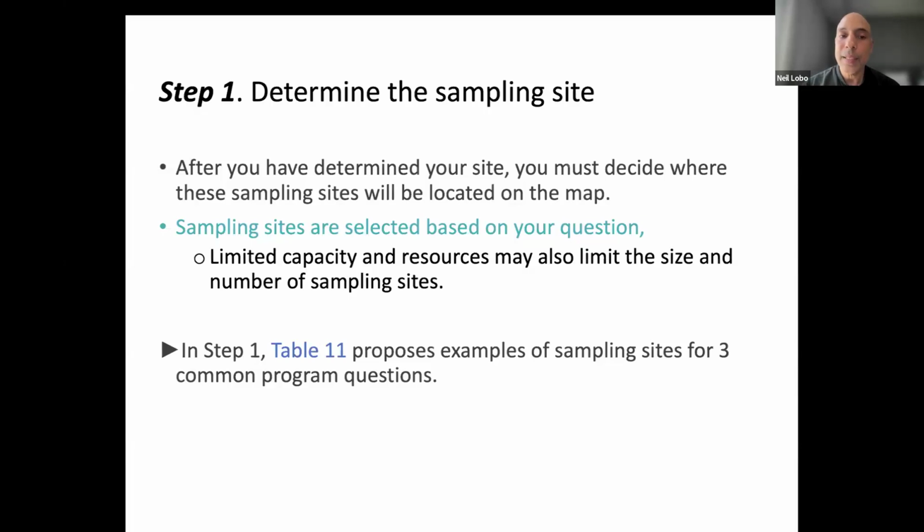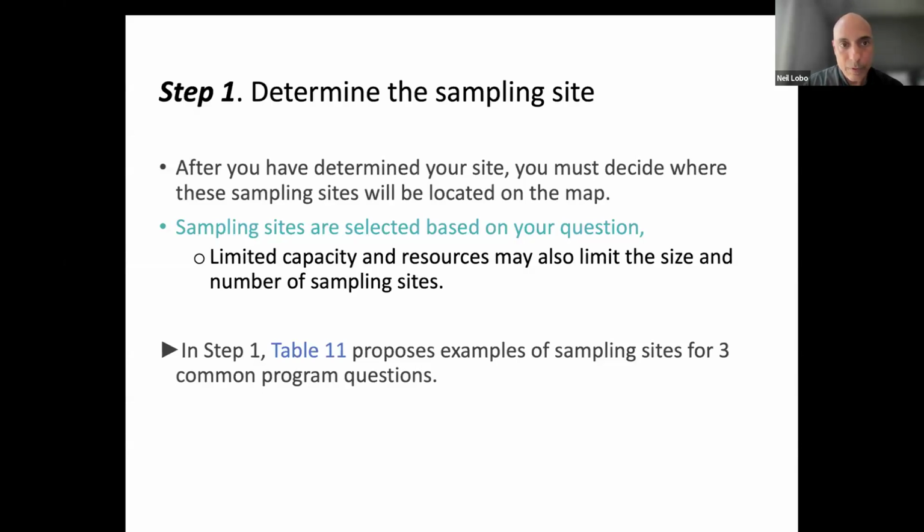A lot of times sampling sites are directed by your question, as in what is my question? That will tell you which are your ideal sampling sites. A lot of the time, as I mentioned earlier, limited capacity and resources, the amount of money you have, as well as the number of people you have to conduct this, or the number of vehicles, or the number of traps, will also limit the size and the number of sampling sites, right? In step 1, in table 11, you can look at examples of sampling sites for 3 common program questions.